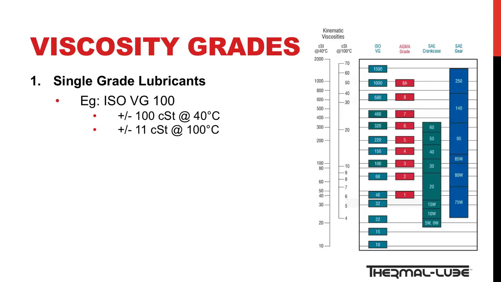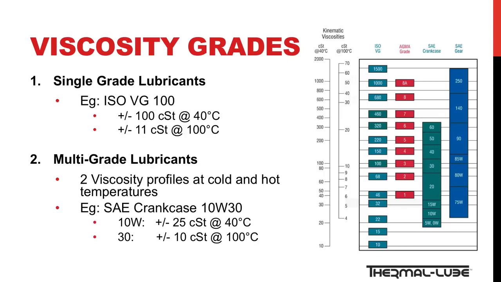Now, let's look at multi-grade lubricants. These lubricants exhibit two different viscosity profiles depending on the temperature. They are popular in vehicles as you want a lower viscosity when starting than you could achieve with a single grade lubricant. For example, let's look at a SAE crankcase grade 10W30.